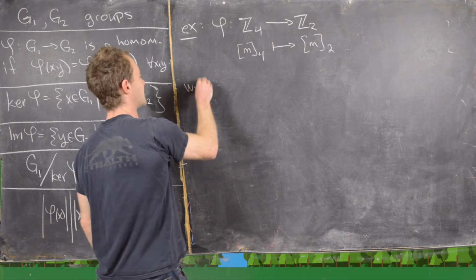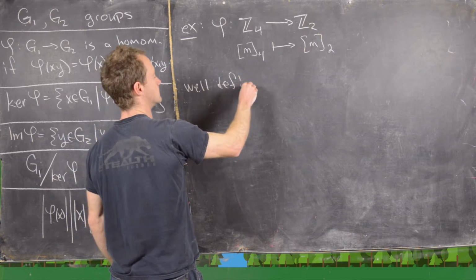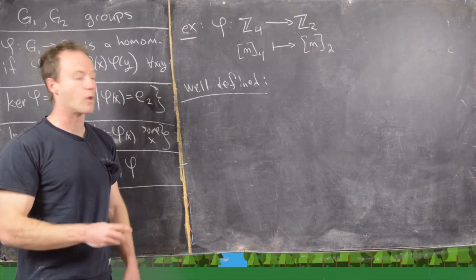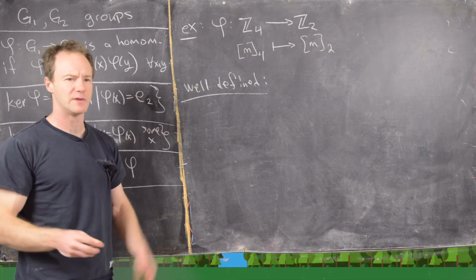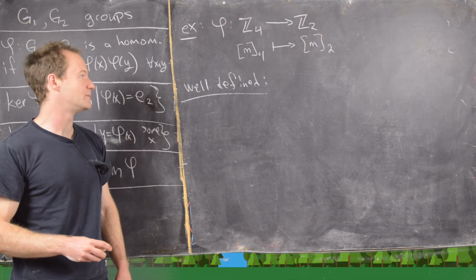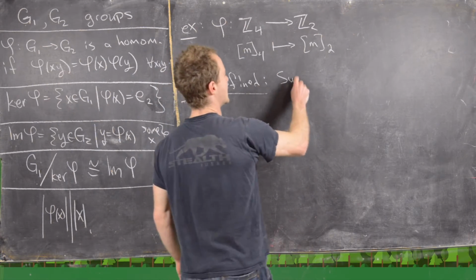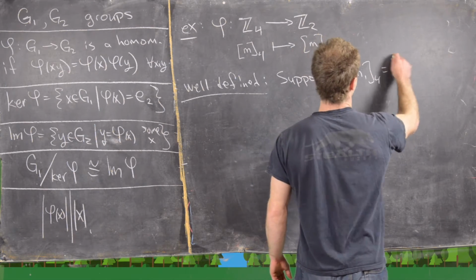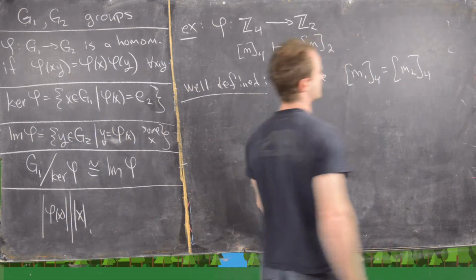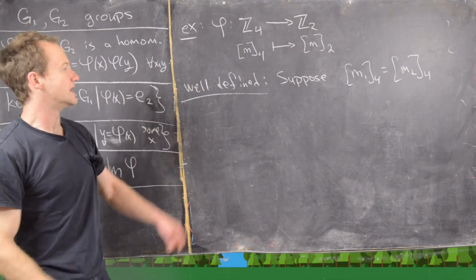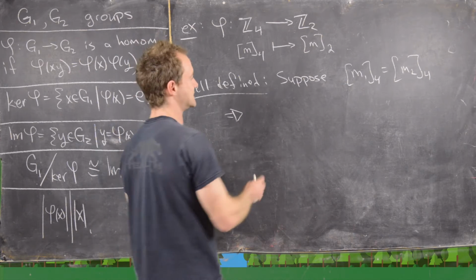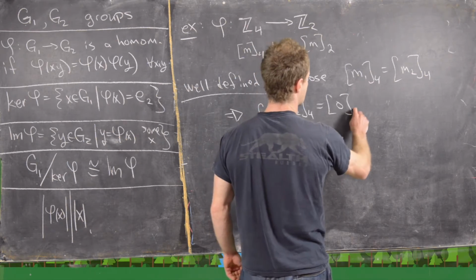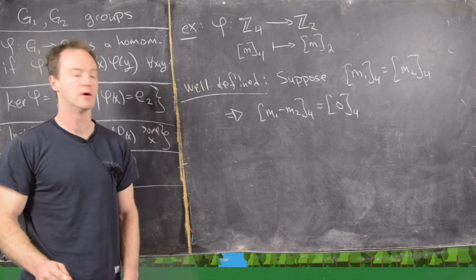So in this case, we need to check that this thing is well defined, because here we're looking at things that might have more than one name for the same element on the left hand side. So let's suppose that m1 mod 4 is the same thing as m2 mod 4. Okay, great. But now notice that means that m1 minus m2 mod 4 is the same thing as the equivalence class of 0 mod 4.